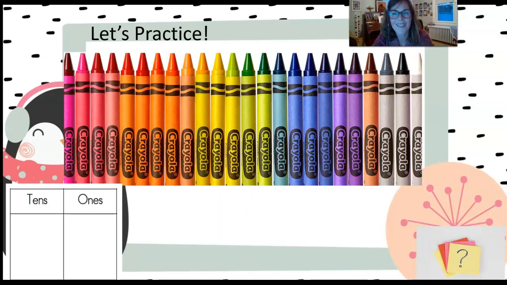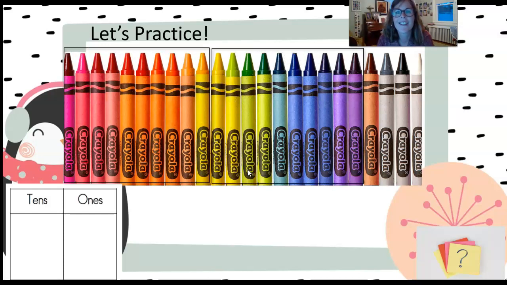Are you ready to try it with all these crayons? We could count them by ones, but that would take a long time. Let's put them in groups of 10. There's one group of 10 with my box around it. There's another group of 10, and you can see I have 1, 2, 3, 4 left over.